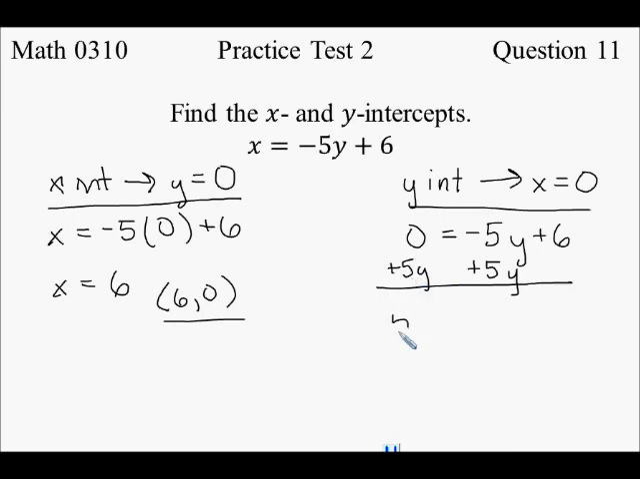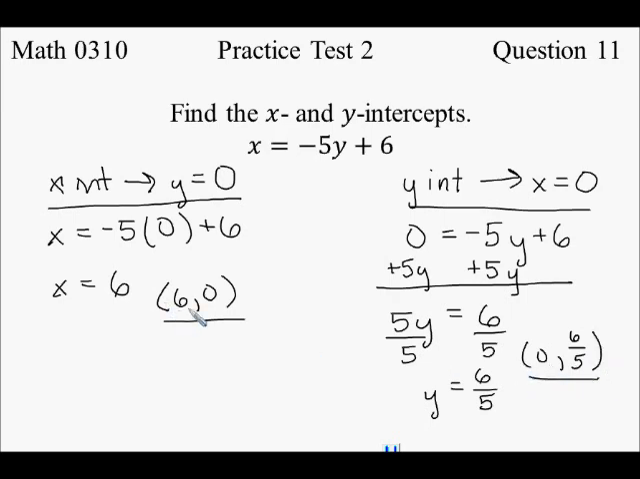We get a positive 5y here equals 6, because our y canceled over here. And now we have 5 times y. We need to divide by 5 to solve for y. And so we get y equals 6 over 5. And so here we said x was 0, and we got that y was 6/5, or 6 over 5. Alright, and so we have intercepts of 6 comma 0 and 0 comma 6/5, and that is answer choice B.